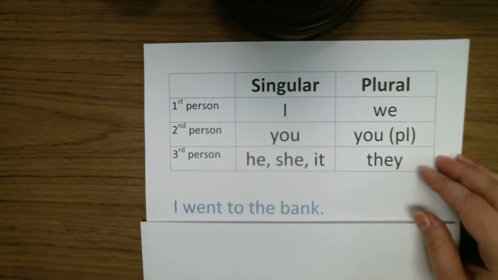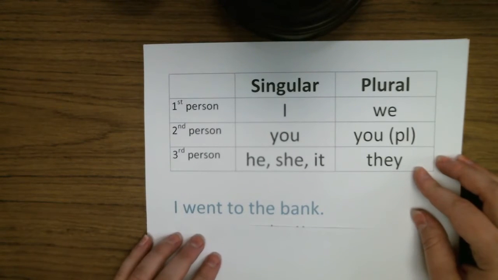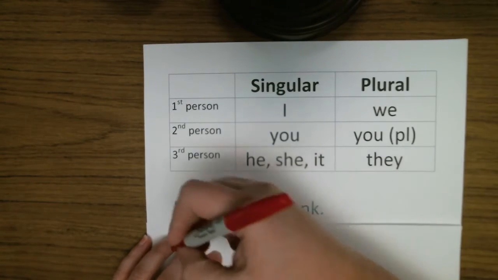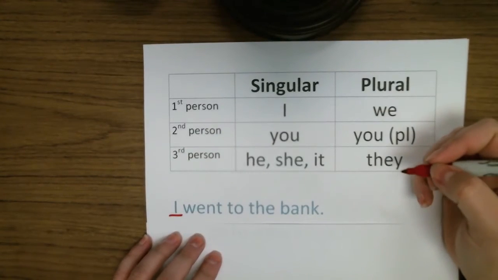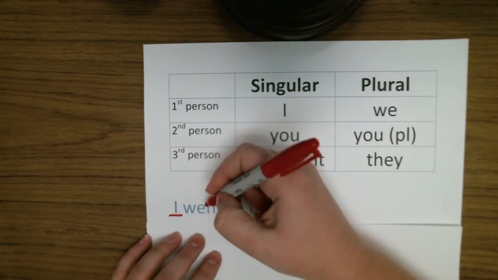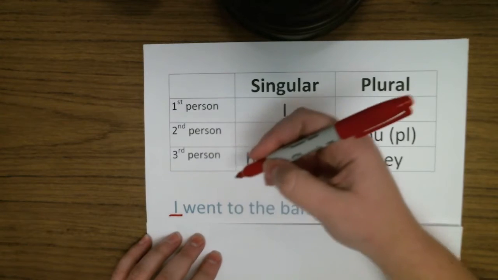So here are two example sentences. I went to the bank. What's my subject pronoun here? It's I. I went to the bank. I is before my verb. I is doing the action of the verb.